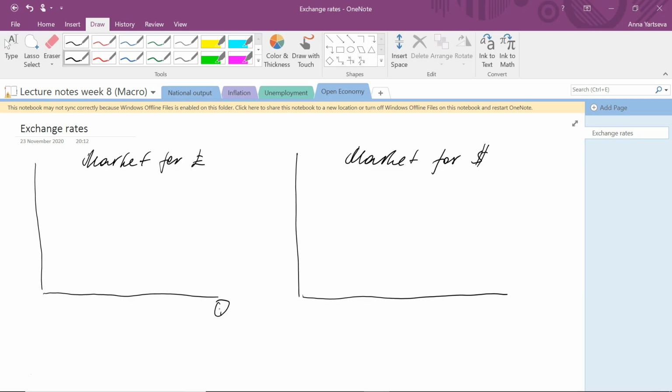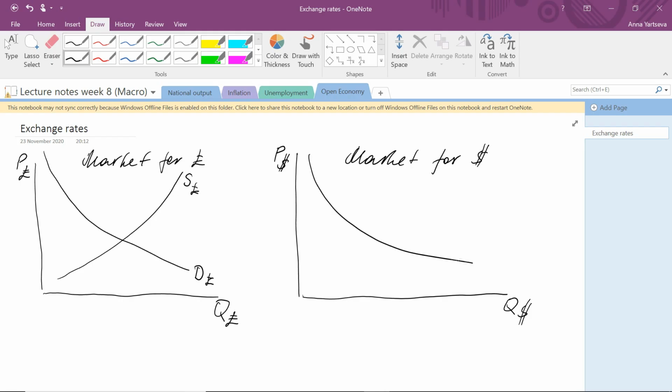As always, we'll have quantity along the horizontal axis, and in this case it will be quantity of pounds traded in the forex market, and in this graph quantity of dollars traded in the forex market. Along the vertical axis we'll have price, as always. In the first graph it will be the price of a pound, and in the second graph the price of a dollar. Everything as normal, and the same demand and supply curves will still apply.